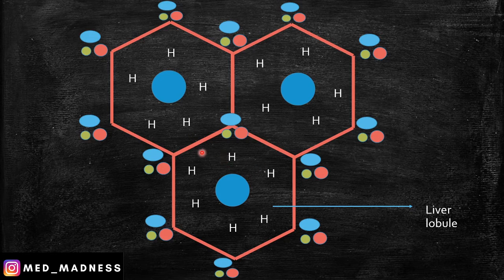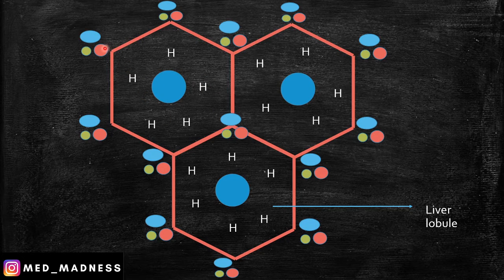Note that these lobules are not very well separated, unlike in lower animals like pigs, where you can see a clear demarcation between the lobules with connective tissues. So the liver lobule is composed of the hepatocytes. The hepatocytes are the liver cells that carry out the functions of the liver.